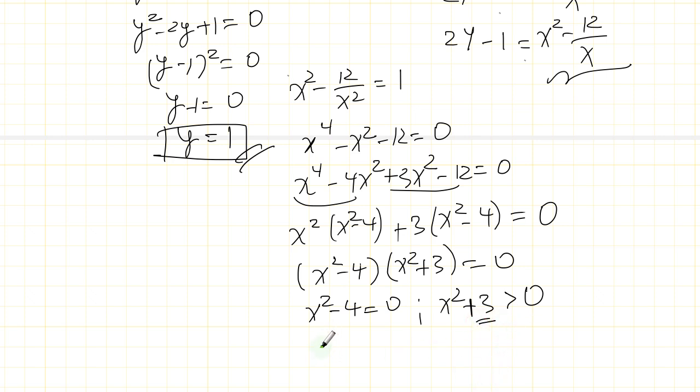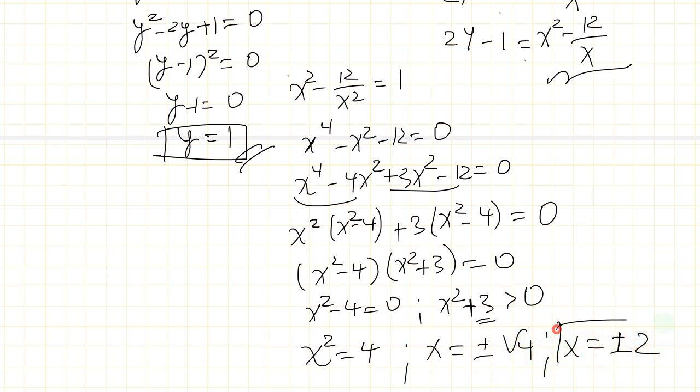So now we have that x squared is equal to 4. So from here we have x equals plus or minus the square root of 4, and then x is plus or minus 2. Okay guys, so our x1 is equal to minus 2, and our x2 is equal to 2.